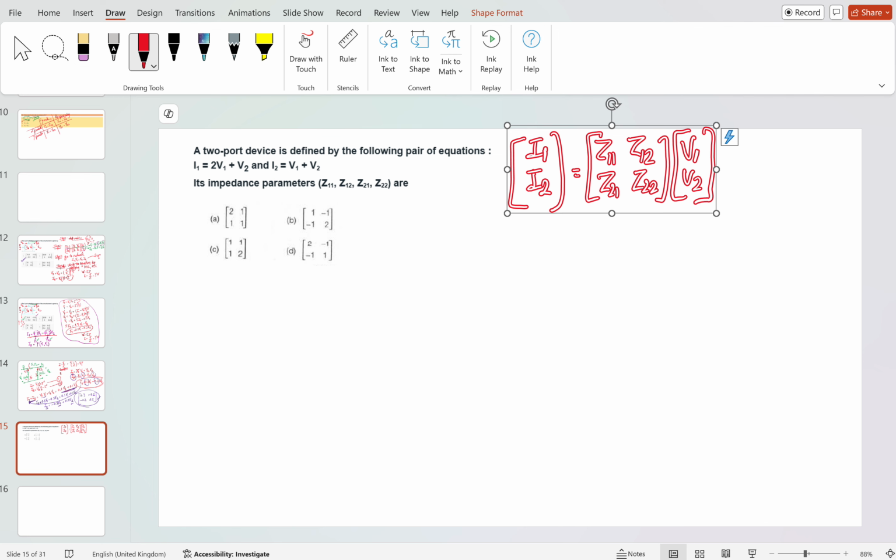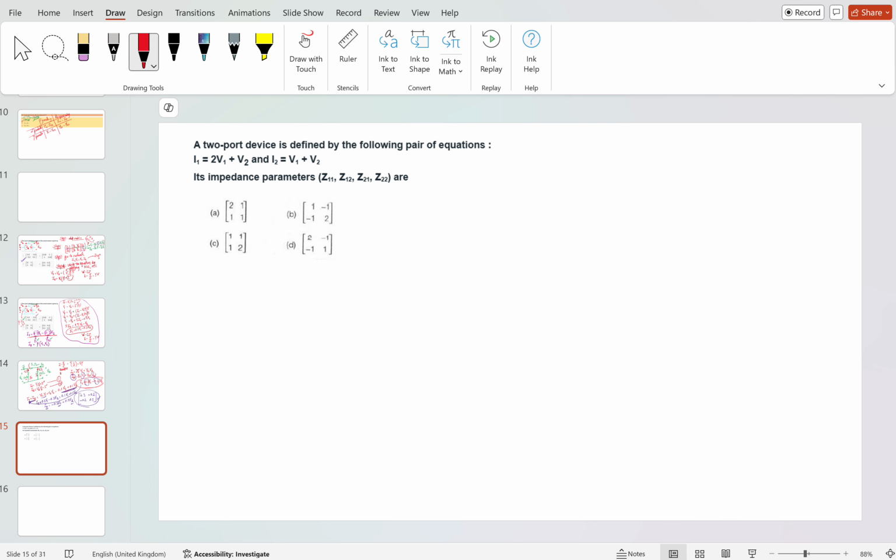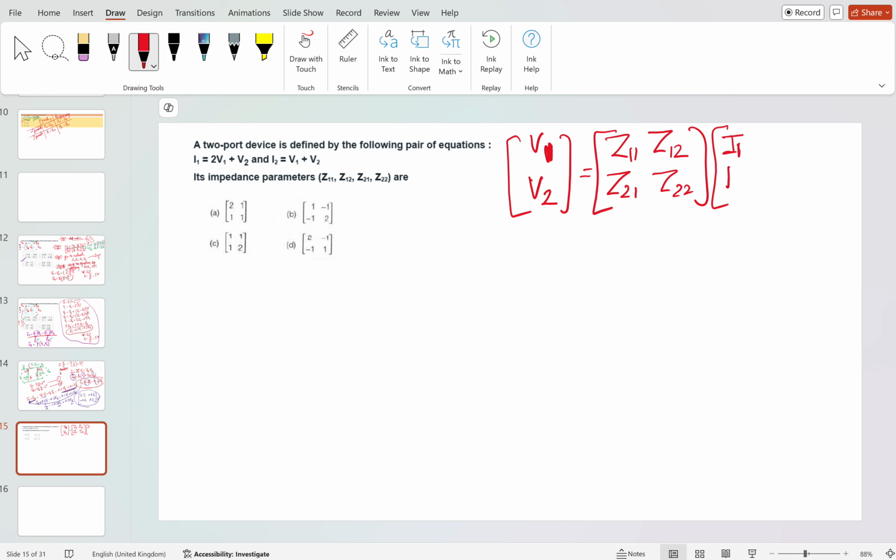Oh, sorry. Here there is one drawing mistake. I have written the opposite. V1, V2 is equal to Z11, Z12, Z21, Z22 times I1 and I2. So this is for the Z matrix. You have to write the I1 and I2 in terms of the V1. Try to write this and let me know which option is actually correct.